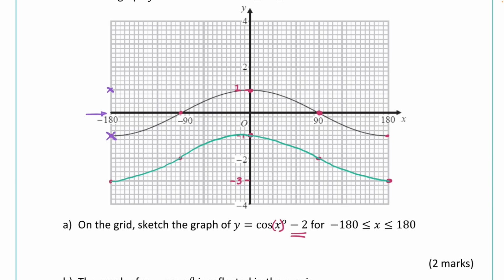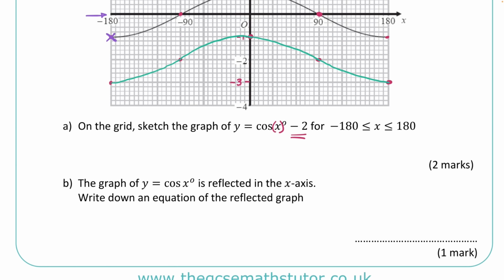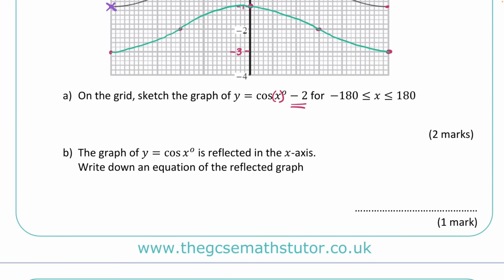Now if the y-coordinate is changing, then it's not a piece that goes in the bracket with the x. So with the reflection, it's a minus symbol, and it goes not with the x, but outside of the bracket at the start. So this will be at the start of the cos. So I'd write it as y equals minus cos of x. And that would be the equation there.